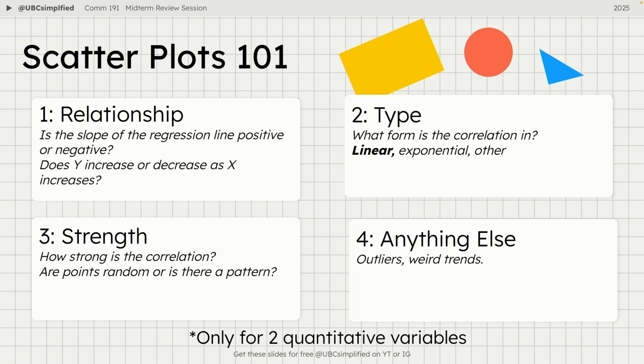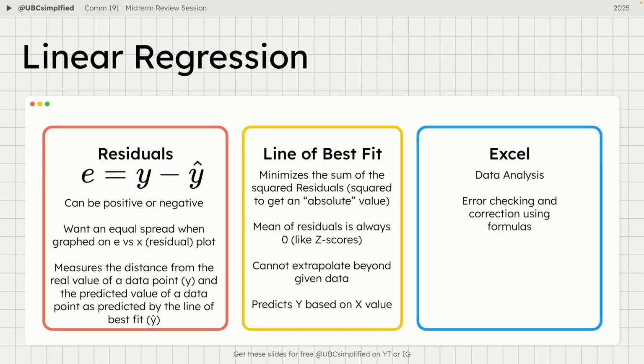And one thing to note, this is only for 2 quantitative variables. So if they try to trick you with categorical and scatterplot, categorical and quantitative, you can't do it. So this is only for 2 quantitative variables, and keep that in mind for the next few slides that we go to.